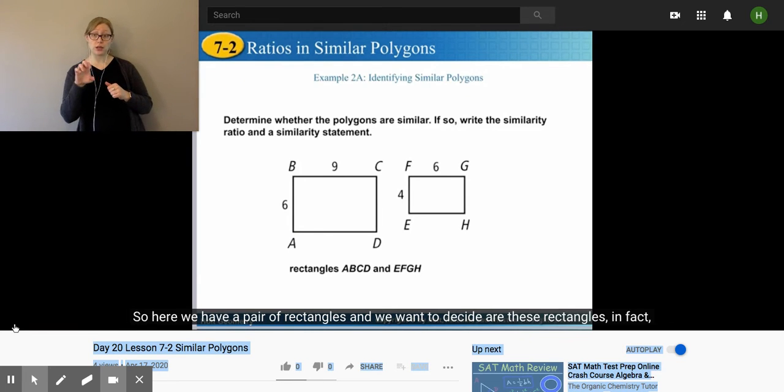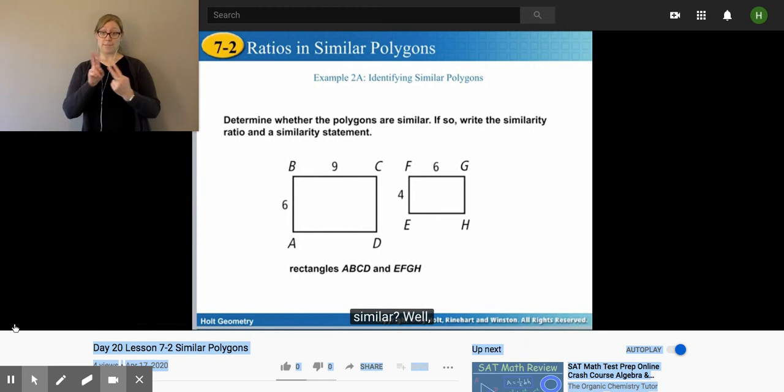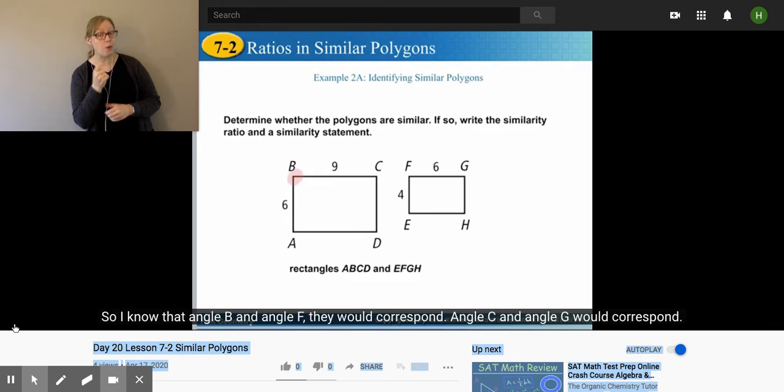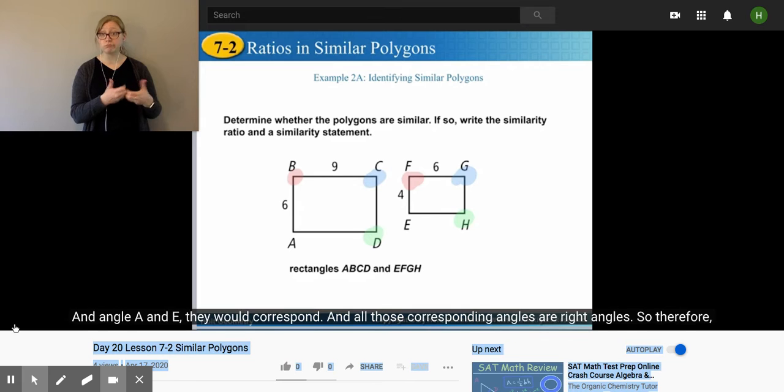So here we have a pair of rectangles, and we want to decide, are these rectangles in fact similar? Well, one easy thing about rectangles is we know that all the angles are 90 degrees. So I know that angle B and angle F, they would correspond. Angle C and angle G would correspond. Angle D and angle H, they would correspond. And angle A and E, they would correspond. And all those corresponding angles are right angles, so therefore they're congruent.